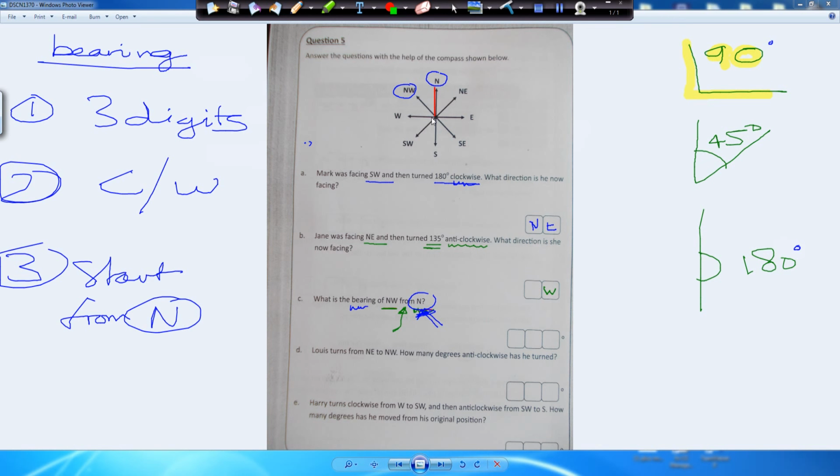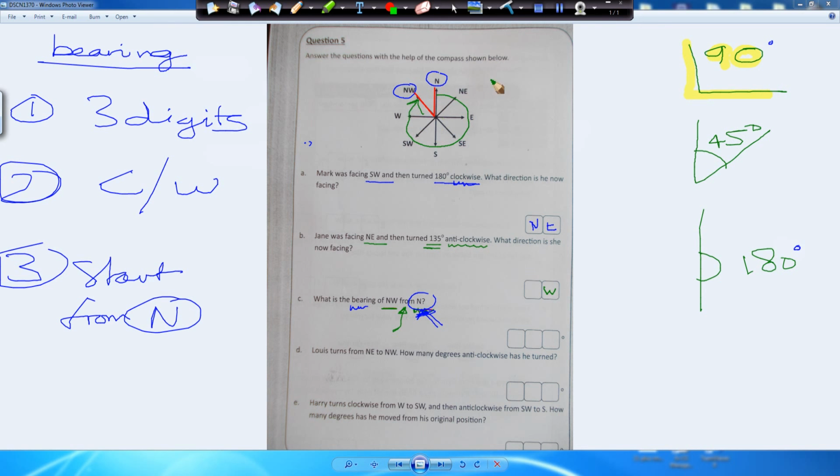So the bearings start from north, is that right? And then we're going to go from the north and we're going to go towards northwest. Now, we said that the bearings are always in which direction? So we're going to start from north and go all the way around clockwise until we reach where we want to get to. So this is the angle that we need.